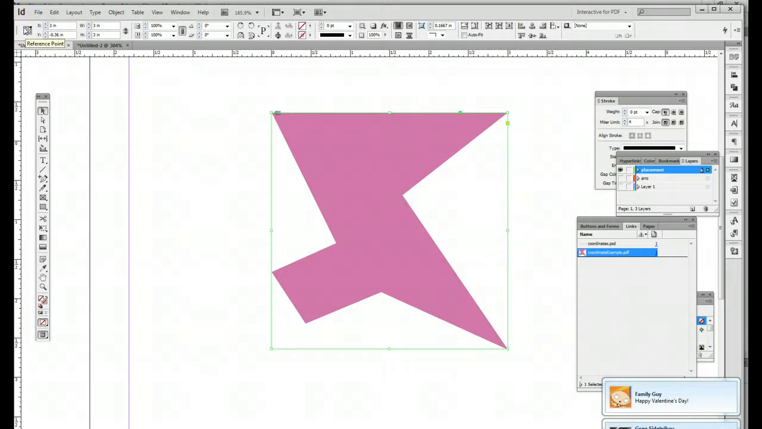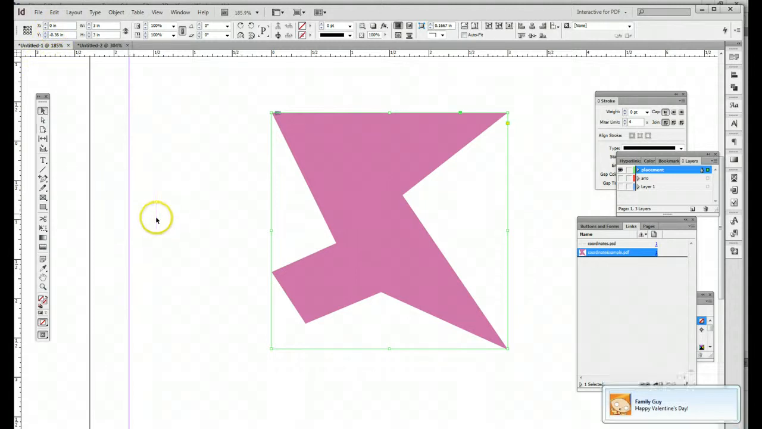If I change my coordinate to the upper left-hand corner, it then reads 0. And that's pretty much how coordinates and rulers work in Adobe InDesign.